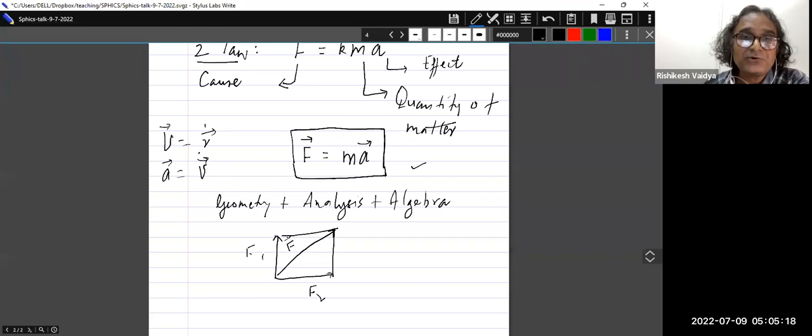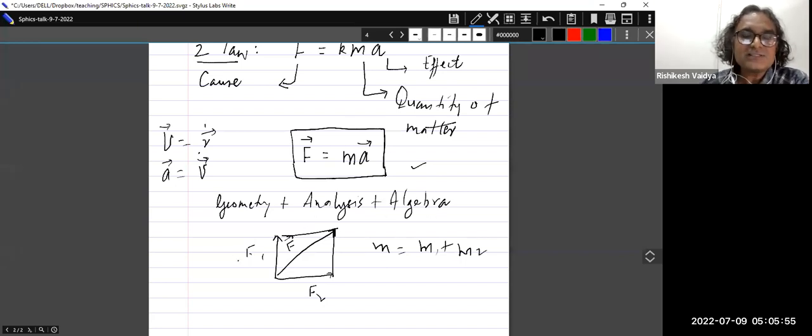Of course, this was not due to Newton. The law of parallelogram of addition of forces was known since antiquity. I think perhaps even to the Greeks it was known. But the point is this: quantities like F and A are vectors, and they can be superposed in a specific way. That algorithm was given, and the mass is arithmetically additive. If two bodies have masses m1 and m2, they just add up normally.